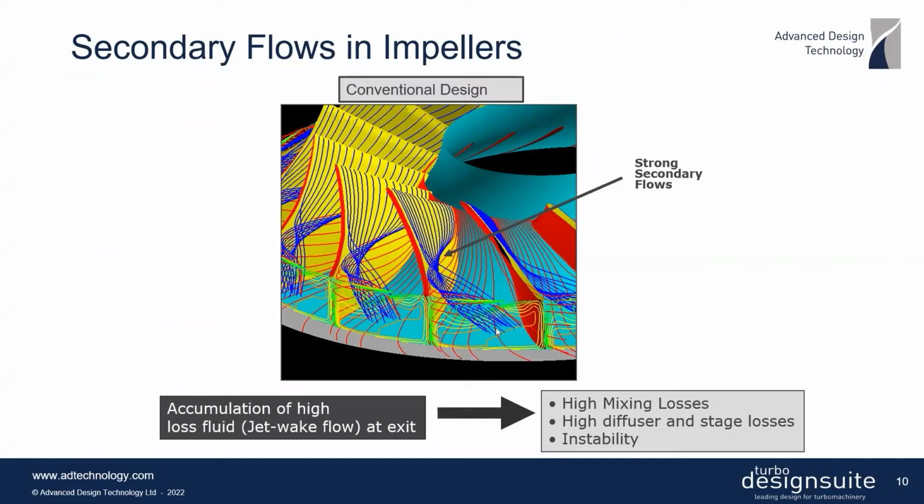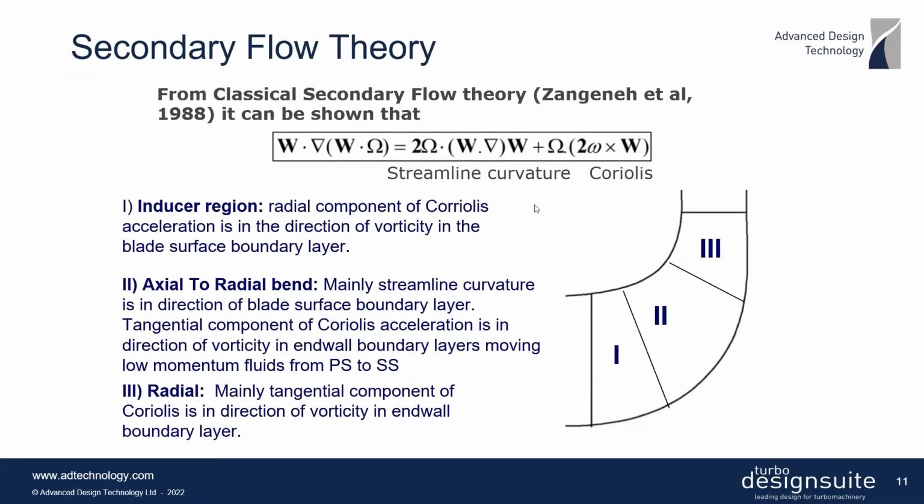Now, the expression for the generation of secondary flows in rotating channels was derived quite a while ago. And here W is the velocity, omega is the absolute vorticity, and so W dot vorticity is actually the streamwise vorticity. So what this shows is that streamwise vorticity will be generated along the streamline if you have a component of vorticity in the direction of streamline curvature acceleration, or in the direction of the Coriolis acceleration.